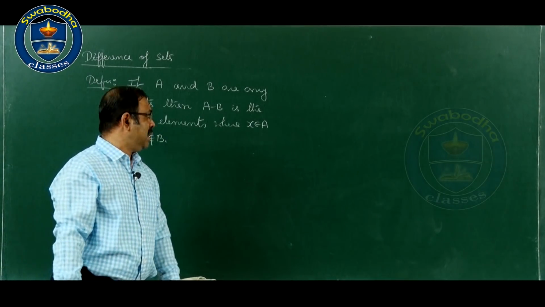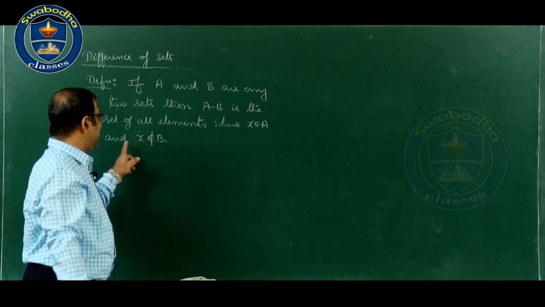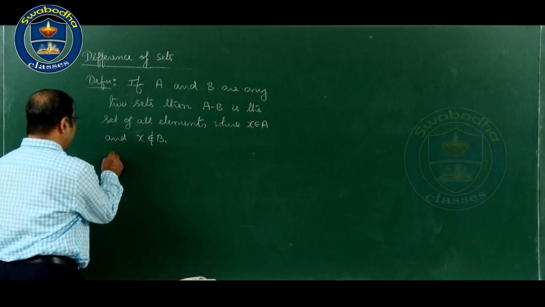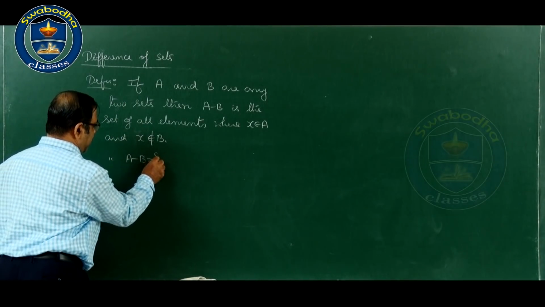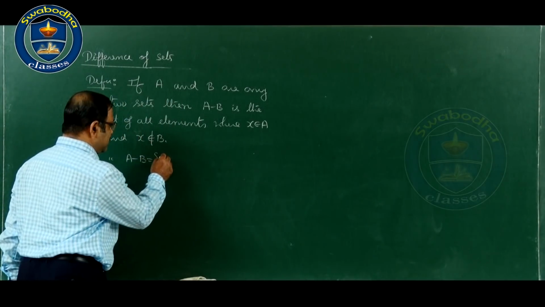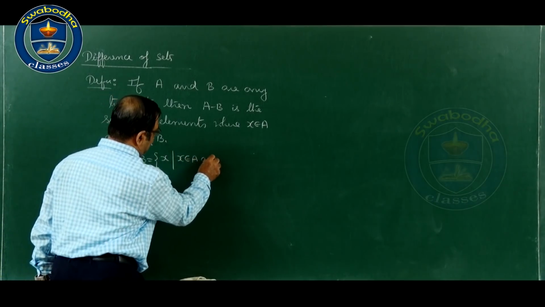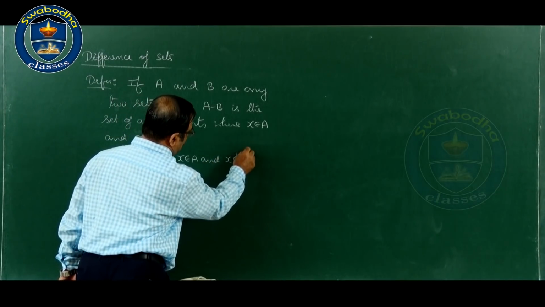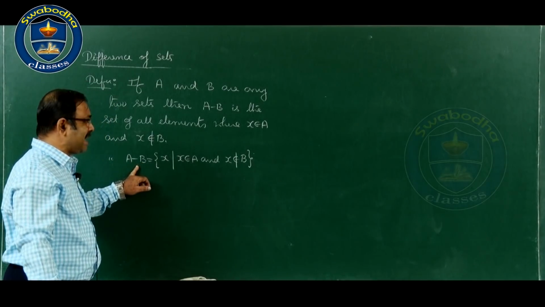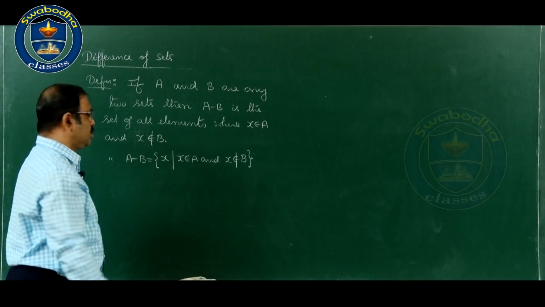So, what is the meaning of A minus B? A minus B is the set of all elements where x belongs to A and x does not belong to B. So, let us write this set theoretic notation. A minus B is equal to the set of all x such that x belongs to A and x does not belong to B.